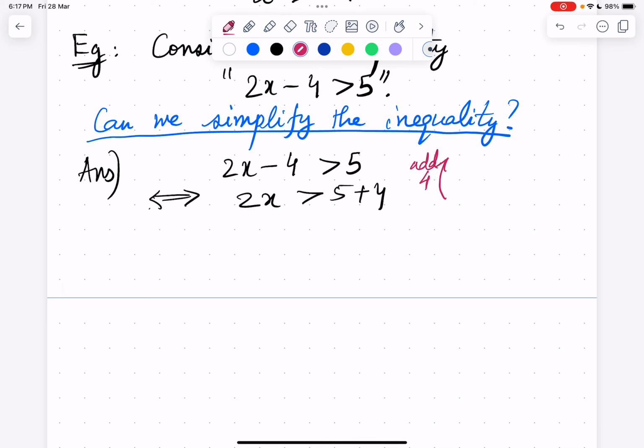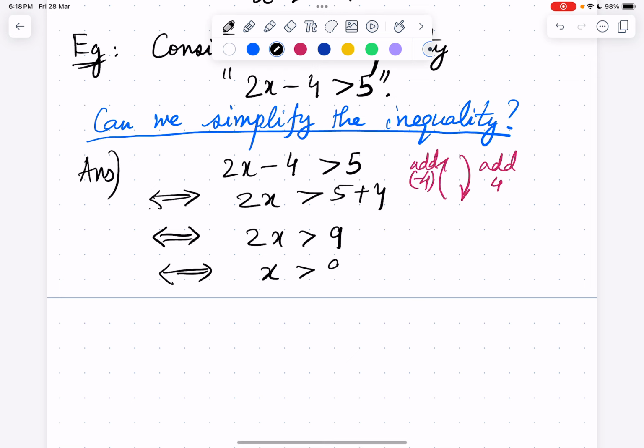From the bottom inequality you get to the top inequality by adding minus 4 both sides, and from the top inequality to get to the bottom inequality, you add 4 both sides. Hence both statements are equivalent. From one statement you can get to another statement, hence both are equivalent. Then 2x is greater than 5 plus 4, so we can simplify this as 2x is greater than 9, and then you can rewrite this as x is greater than 9 by 2.